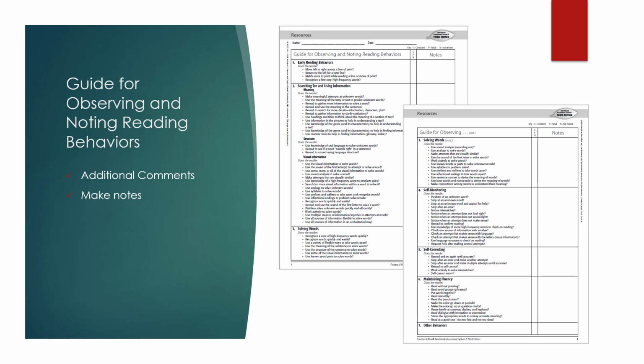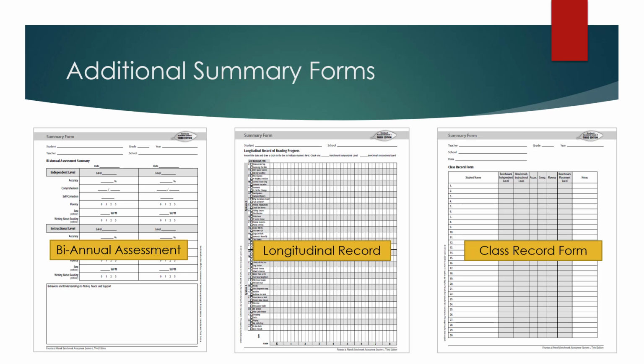In this, you will see reference to early reading behaviors, searching for and using information, solving words, self-monitoring, and self-correcting. There are a variety of summary forms that you can access. The one I showed you in this example was just for one assessment passage. You may wish to use a biannual assessment form if you know you're going to be assessing early and then late in the year. You can record everything on one page.